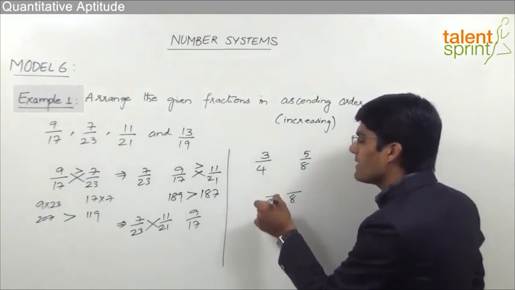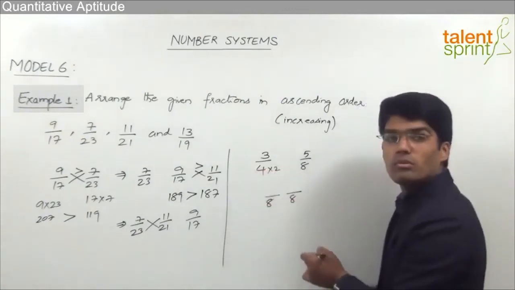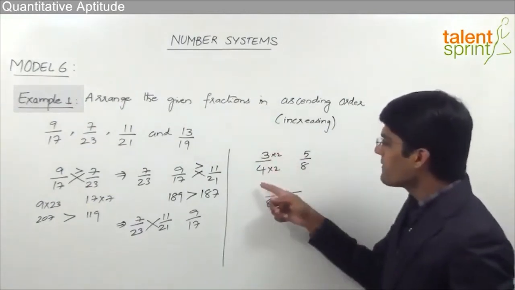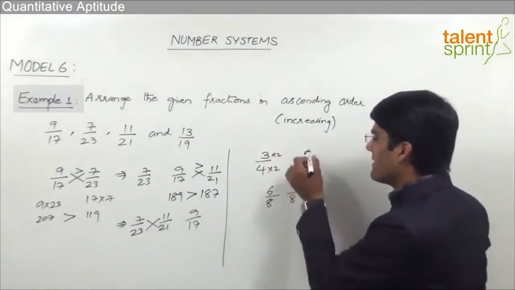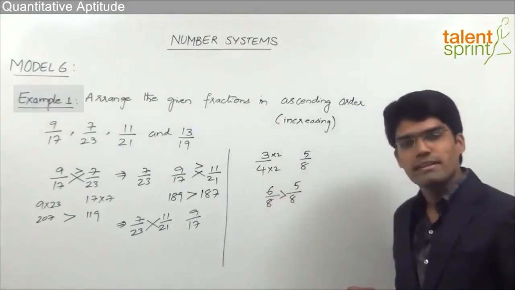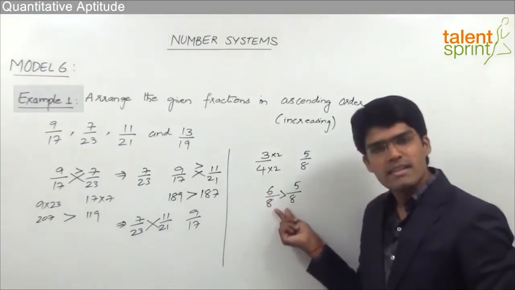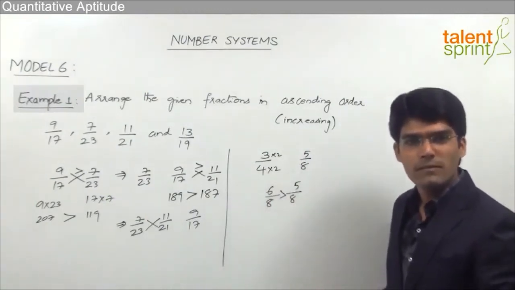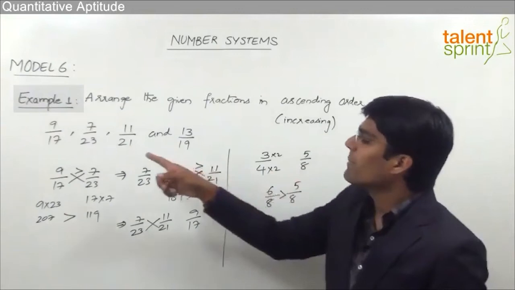Now 4 is taken as 8 by multiplication with 2. If the denominator is multiplied with 2, even the numerator gets multiplied with 2. So 3 by 4 becomes 6 by 8, and this is 5 by 8. So as you can see here, 6 by 8 has to be greater than 5 by 8. Why? Because the denominators are equal. So whenever the numerator is more, the fraction will be more if the denominators are equal. So the same process can be applied here as well.